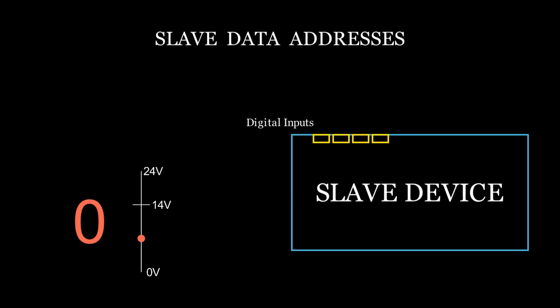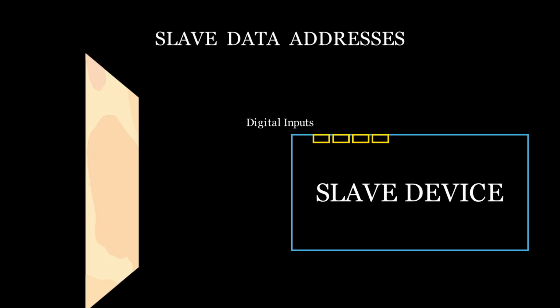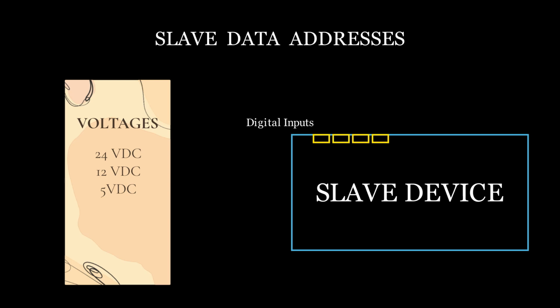If the voltage is above the threshold, the digital input reads it as 1, and if it is below the threshold, it is considered a 0. Please note that although 24 VDC is commonly used, a device may use other voltages or thresholds in Modbus RTU.